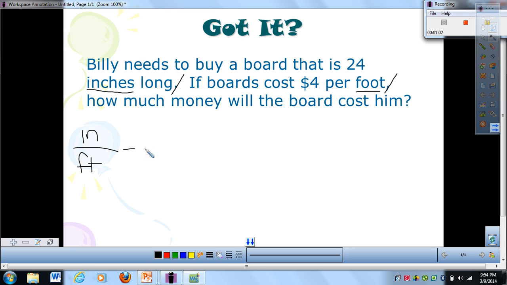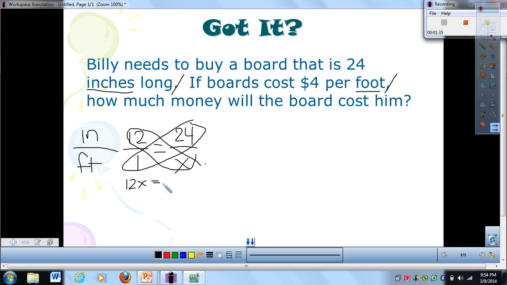Knowing that there are 12 inches in 1 foot, the question asks how many feet are in 24 inches. We could use scale factor. Whatever you do to the top, you do to the bottom. Or I'm going to model cross multiplying. We know that 12 times x equals 12x, and that 1 times 24 equals 24.